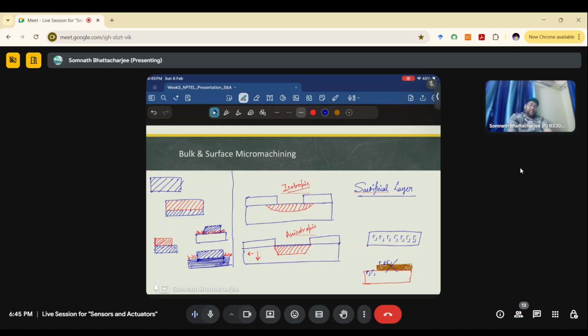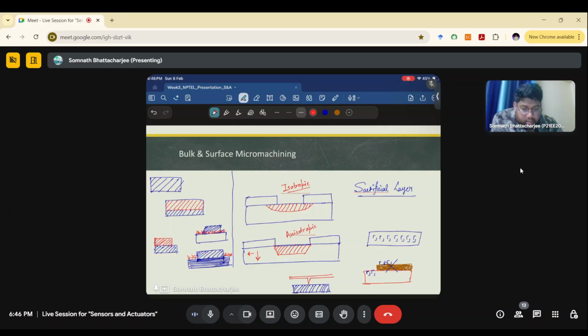One of the main things we can do with a sacrificial layer is something like this. Let's say you want to make a cantilever. In a cantilever, if this is your substrate, on top of that you want to create a structure something like this. So how can you make it? The best way to make it is, let me just draw it again. Let's say you want to make something like this.